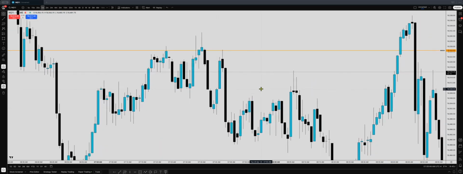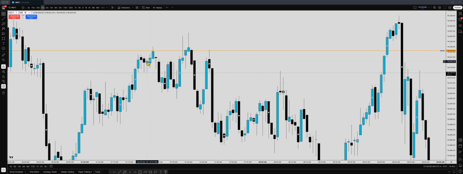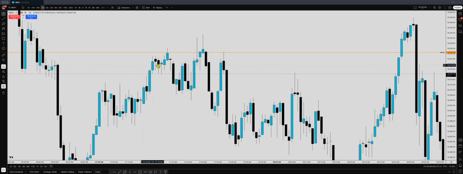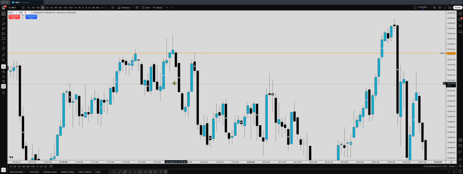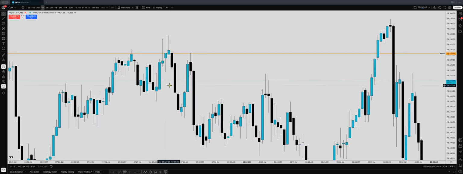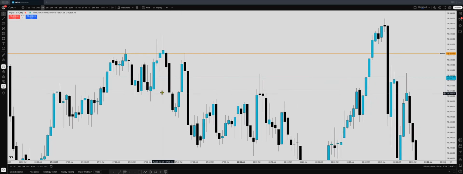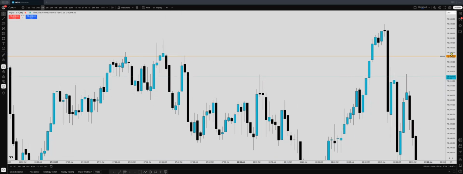All right, so going back here. As you can see, we have one here. However, it didn't really take out this little high, didn't really take out any major, obvious liquidity here. So then it goes back down. Now here we have a qualifying short, which would have been a quick little scalp.